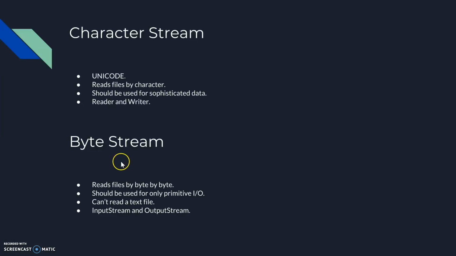Byte stream, on the other hand, only reads files byte by byte, and it should only be used when you're doing primitive input and output operations. For example, it can't read a text stream. So if we use input stream and output stream for just some really basic I/O where it's reading binary things, then you can use byte stream. Otherwise, you should use character stream.